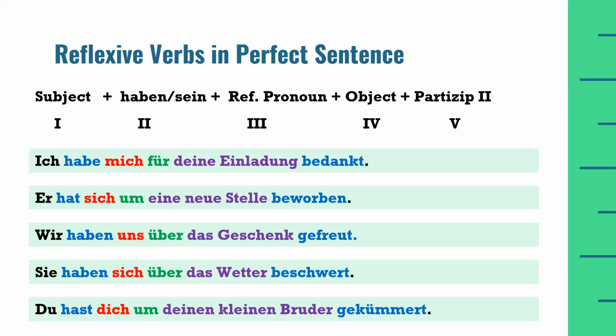Deinen kleinen Bruder, same as in the previous slide. And sich kümmern has the Partizip II form gekümmert. So that comes at the last position of the sentence.